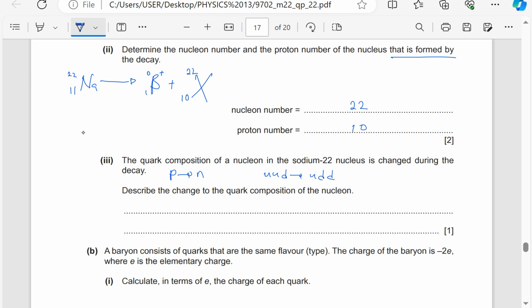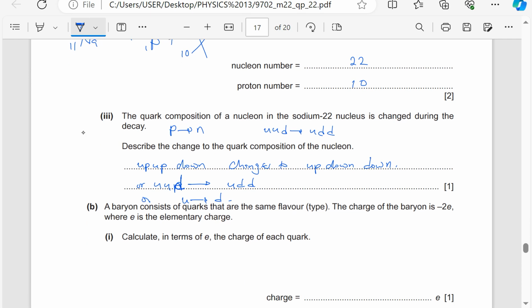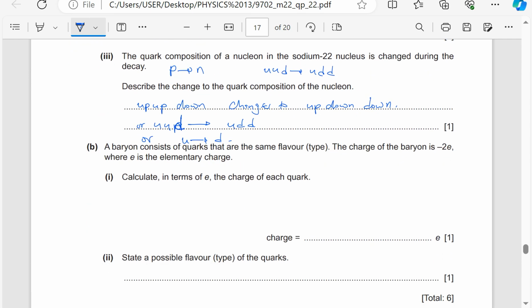So we can simply say up, up, down changes to up, down, down. That is fine. Or you can simply say an up quark changes to a down quark. Any of those. And lastly, we still have more.